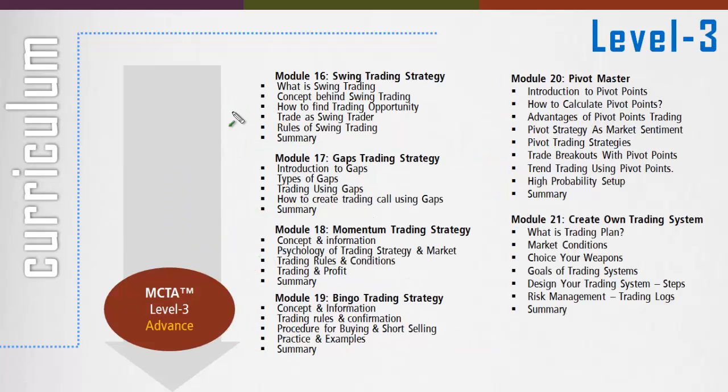Then in level 3, which is the advanced level, here in this advanced level we will only give you the type of strategies we should work upon, and how we should work, and how we should create a trading strategy. Few of the trading strategies we are giving here: swing trading system, then the gaps trading strategy, momentum trading strategy, bingo trading strategy. So these are very important trading strategies we would be sharing with our students.